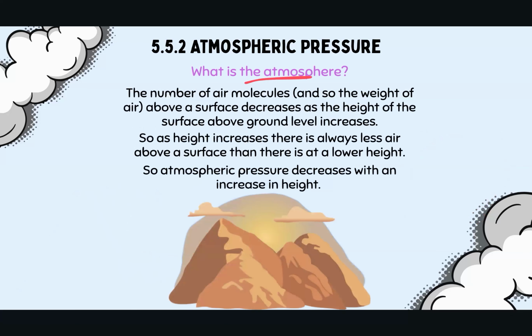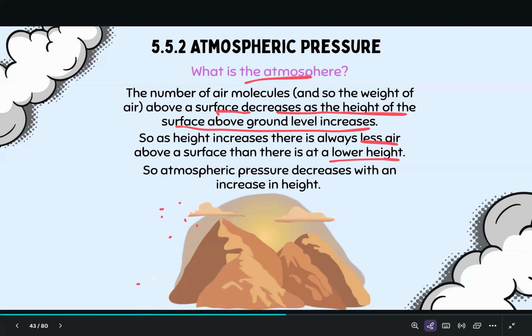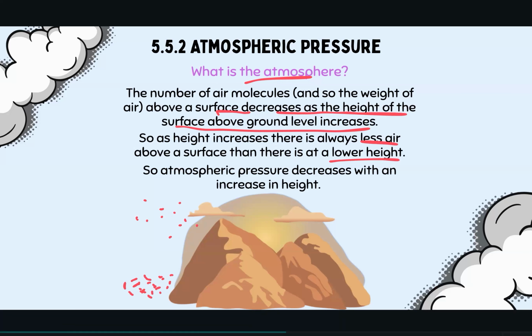So what is the atmospheric pressure? It's the number of air molecules, in other words, the weight of the air above the surface, and that decreases as the height of the surface above ground level increases. So as you go higher up, you have fewer air particles. As the height increases, there's always less air above a surface than there is at a lower height. The lower down you are, the more particles adding pressure. When you're higher up, you've got fewer particles, less pressure. So the atmospheric pressure decreases with an increase in height.